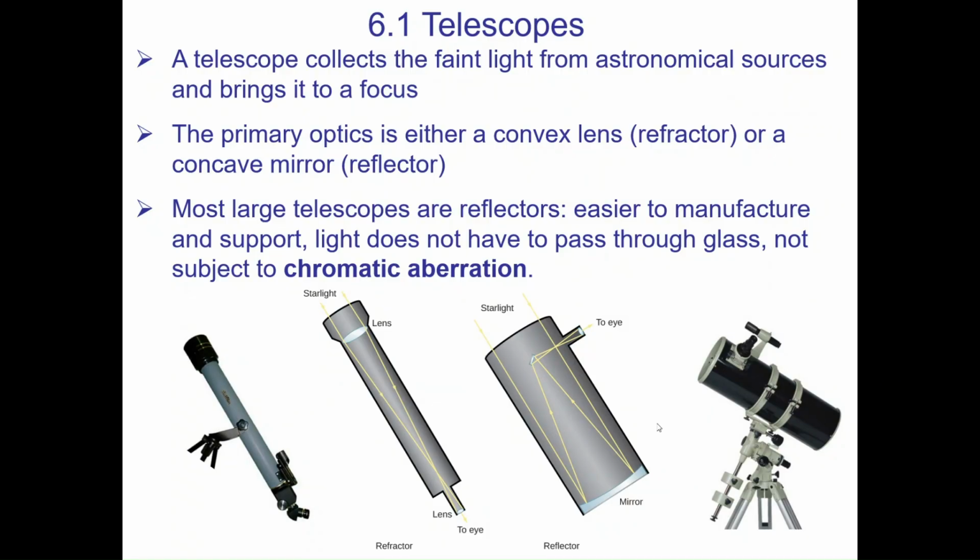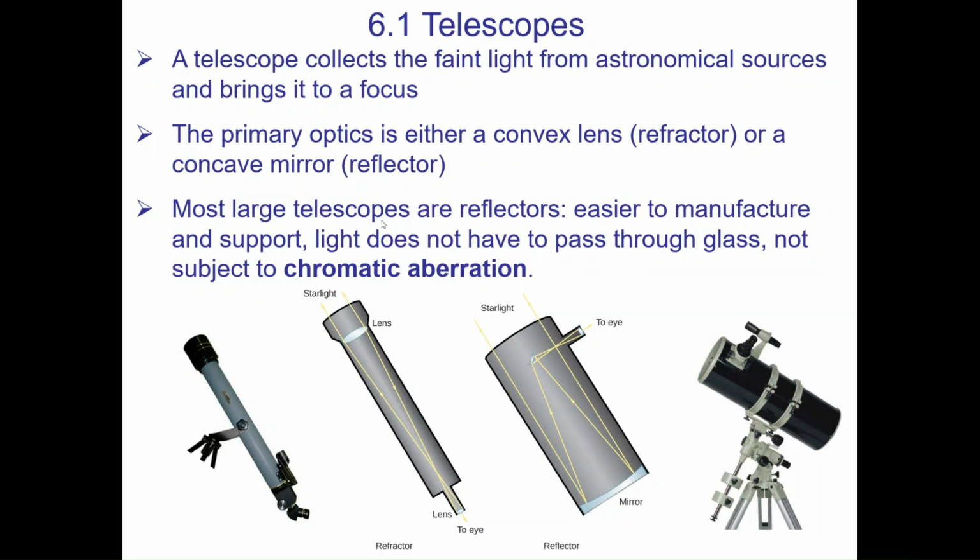So now we have two choices. Let's think about modern research telescopes: which one do you think is better? A reflector, the one that uses a mirror, or a refractor, the one that uses a lens?